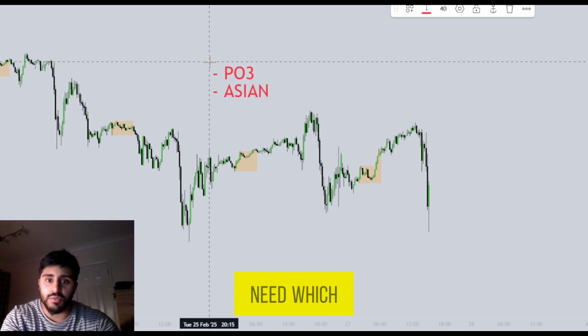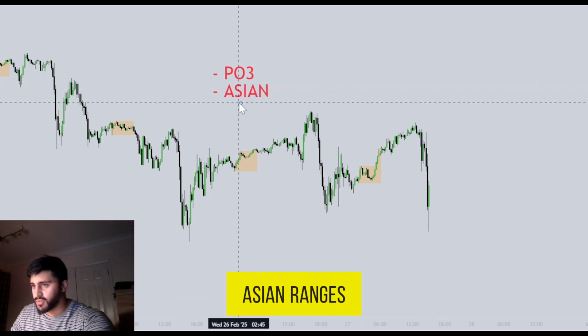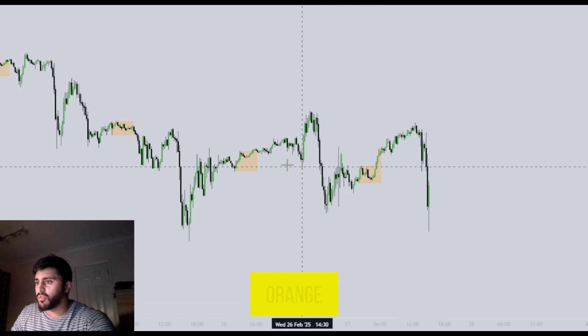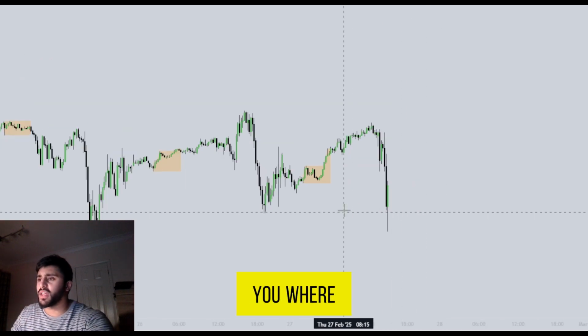The second thing you need, which is not as important, is the Asian range indicator. So you need to see where the Asian range is. What you see over here with the orange, these are all the Asian range indicators. This just shows you where the Asian range is.